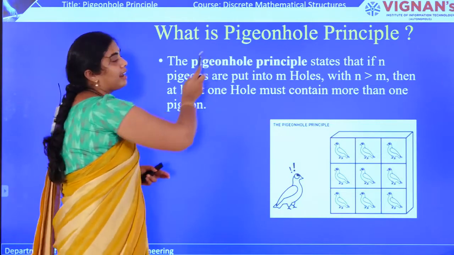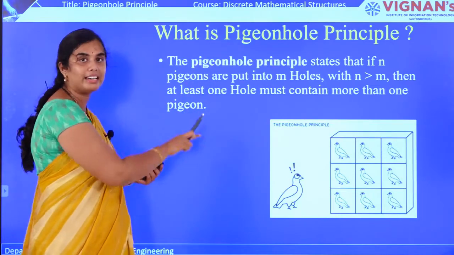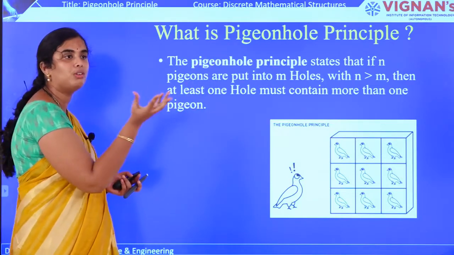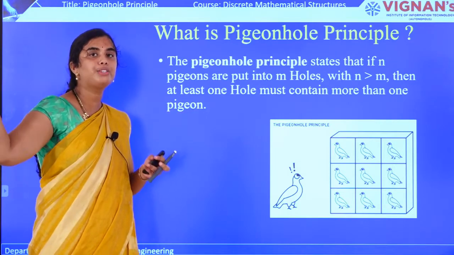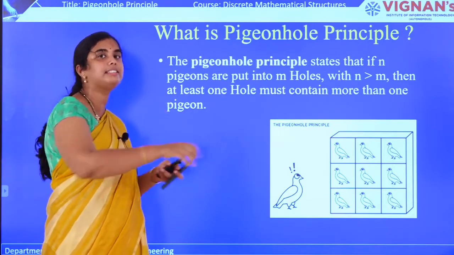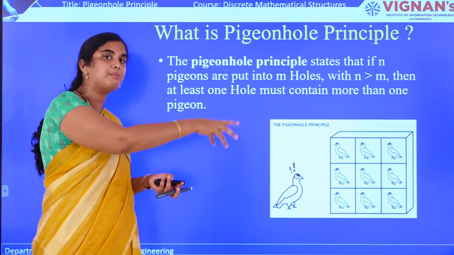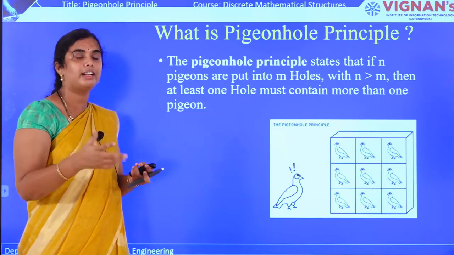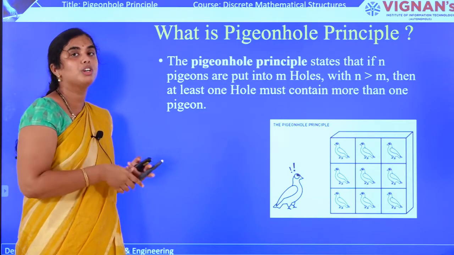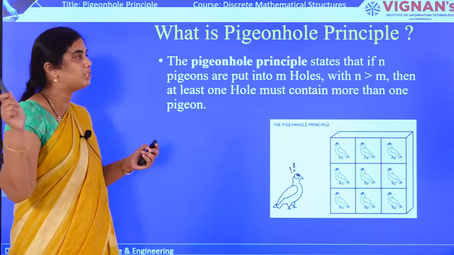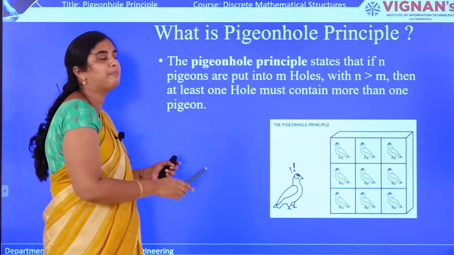This concept arises in the case of arrangements. Suppose we are given only 5 boxes and we are asked to put 10 chocolates in those 5 boxes. Then at least one box will get more than one chocolate. So in that case, how to distribute? In order to solve such problems, this pigeonhole principle has arisen.